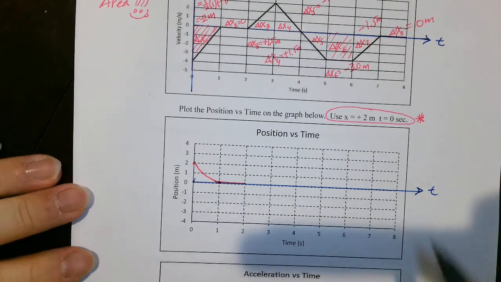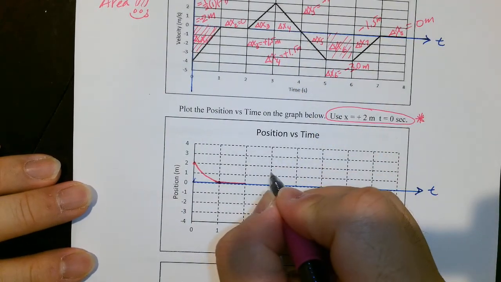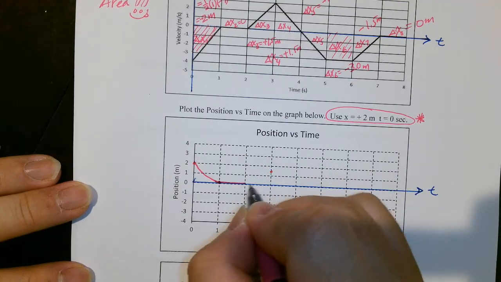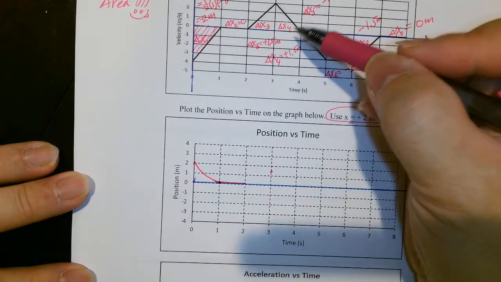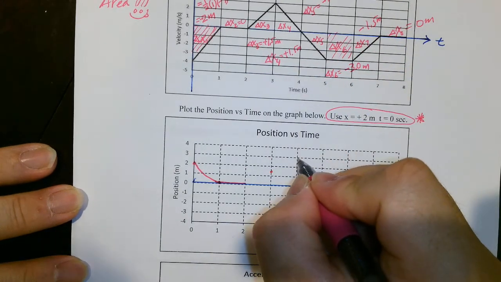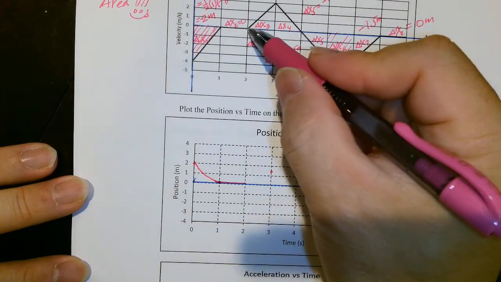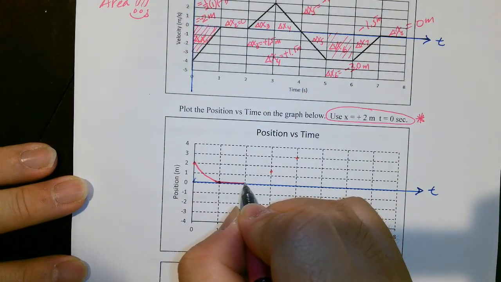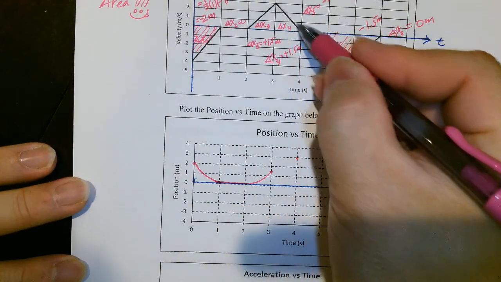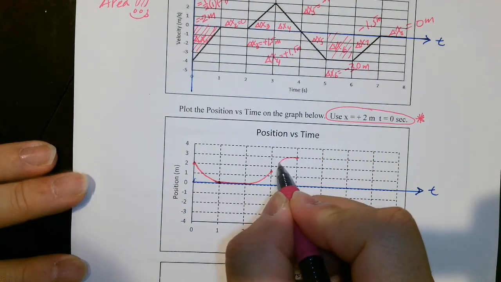Then it travels in the positive direction 1.5 meters in 2 to 3 seconds. So I end up here, and 3 to 4 I go positive 1.5 more, so I end up here. So this here looks like it is speeding up. So my slope value is going to be increasing, increasing, increasing. And here my slope value is going to be decreasing, decreasing to 0 at 4 seconds. So this is going to be flattening out. So it's going to be one of these.